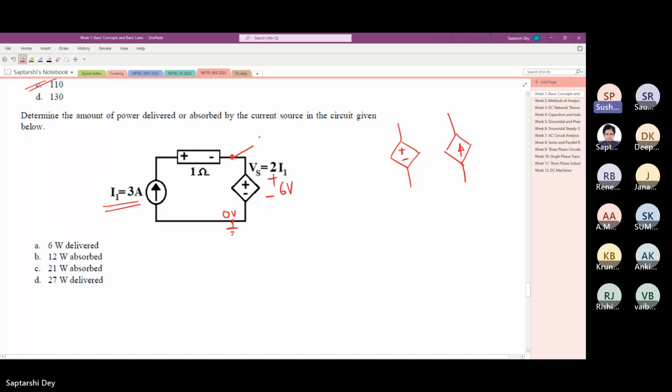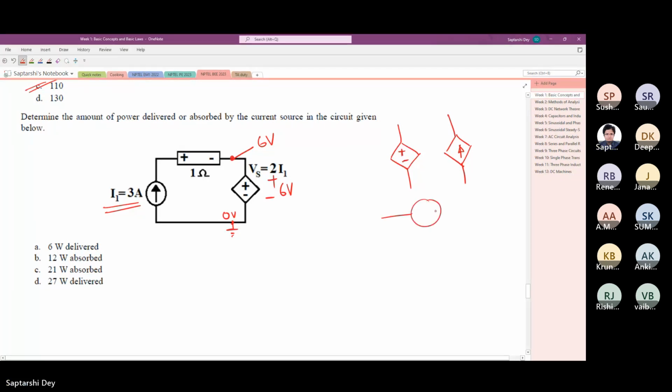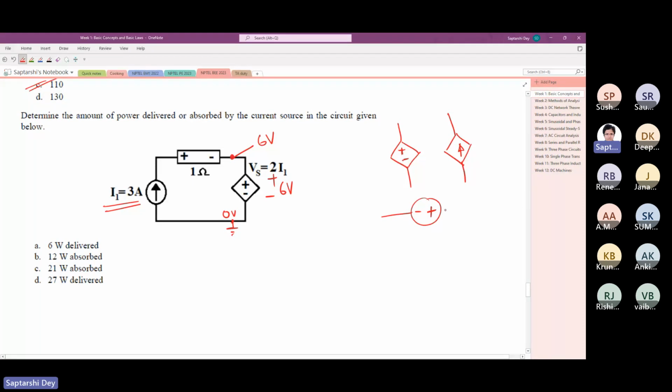6 volt. There is a 6 volt source here. Okay. So basically, what does a source do? It doesn't matter whether dependent or independent. Source means that under any circumstances, this point will be 6 volt higher than this point. So if this is 0, this is 6 volt, simple.